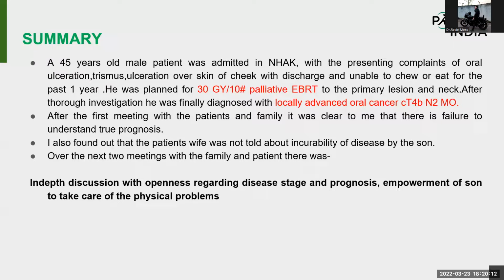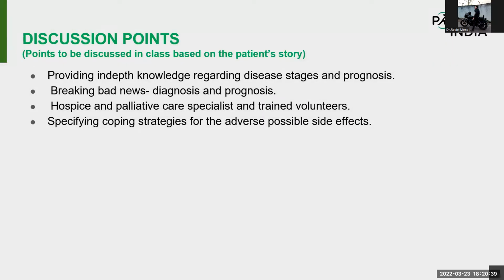After the first meeting with the patient and family, it was clear to me that there is a failure to understand the true prognosis. I also found out that the patient's wife was not told about the incurability of the disease by the son. Over the next 2 meetings with the family and patient, there was in-depth discussion with openness regarding the disease stages and prognosis, and empowerment of the son to take care of the physical problems. Next slide.